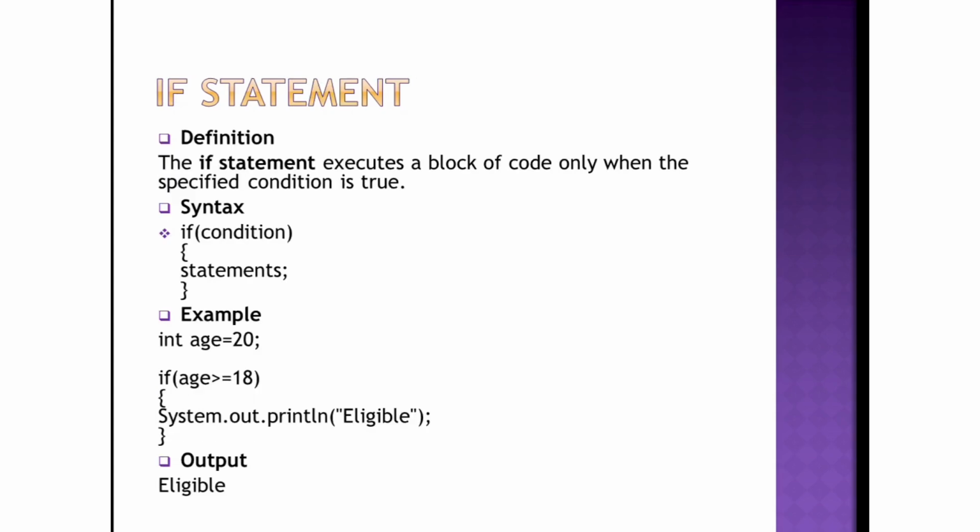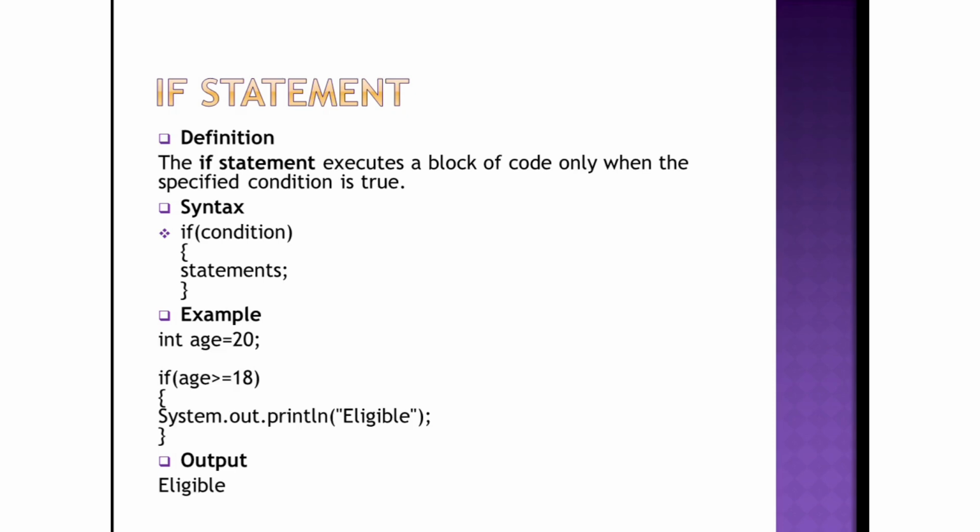Let's start with a simple decision making statement, the if statement. The if statement executes a block of code only when the given condition is true. Now look at the example. We declare a variable called age and assign the value 20. Next, we write the condition age is greater than or equal to 18. Since the value is 20, the condition becomes true. So Java enters the if block and prints eligible. If the age was 16, the condition would be false, right? And nothing inside the if block would execute. So remember, the if statement works only when the condition is true.